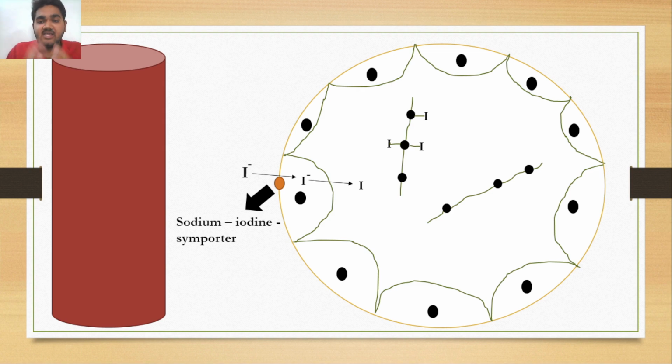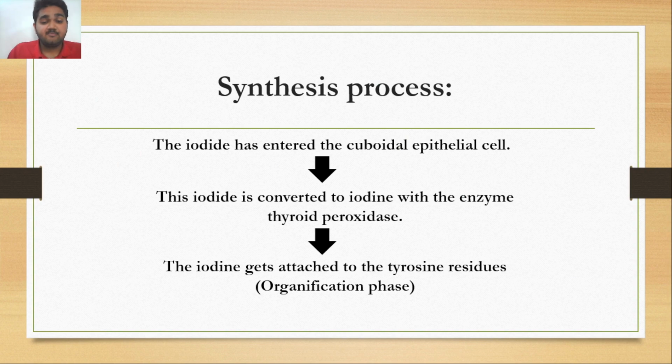So can you see that in this empty space there is a straight lined structure. That straight lined structure is nothing but our thyroglobulin, which is our main glycoprotein. Now on top of the thyroglobulin, can you see the black colored dots? Those black colored dots are our amino acid, and that amino acid, my dear friend, is known as tyrosine. Now this iodine will get attached to our tyrosine residues, and this particular process is known as a very important organification phase.